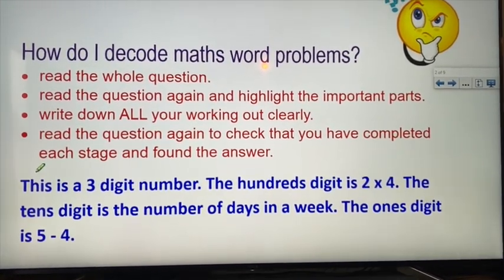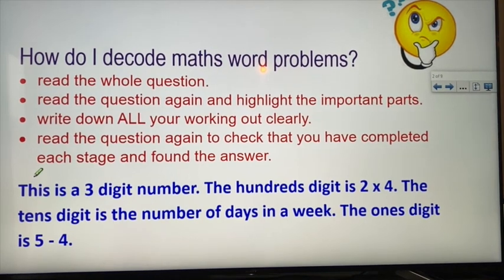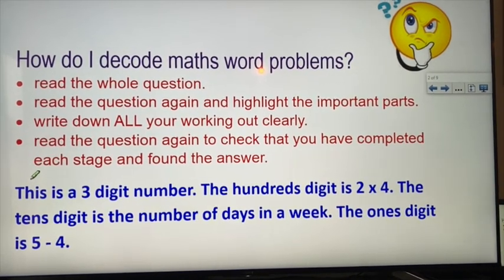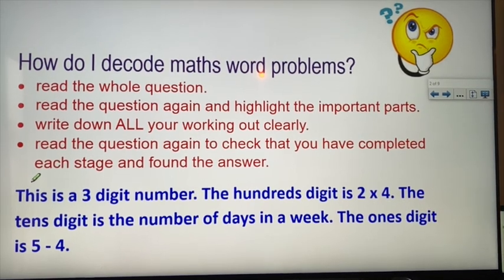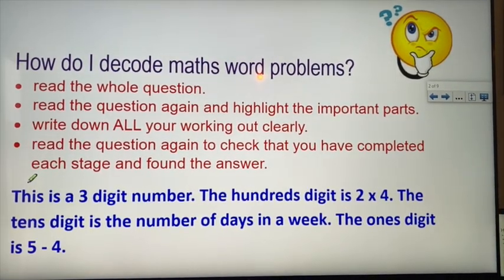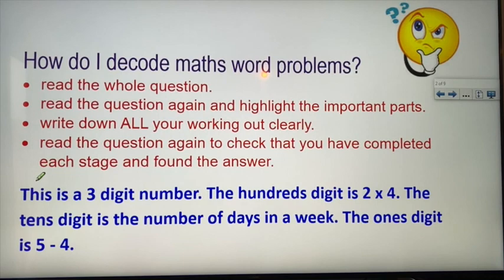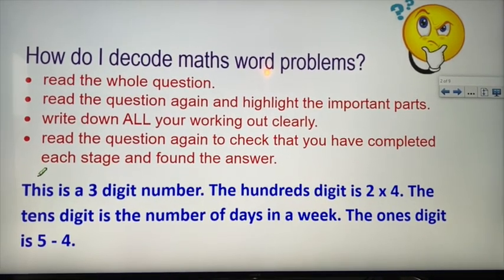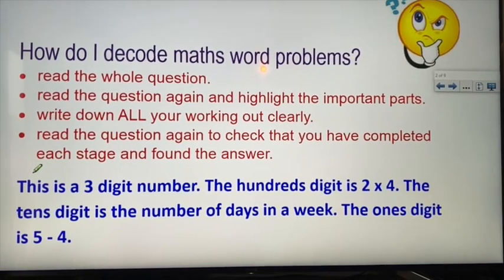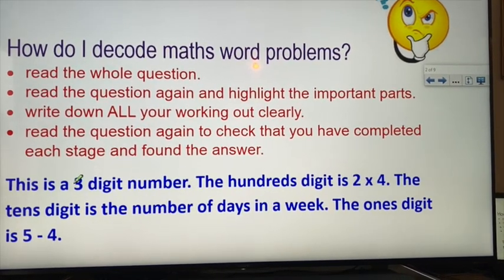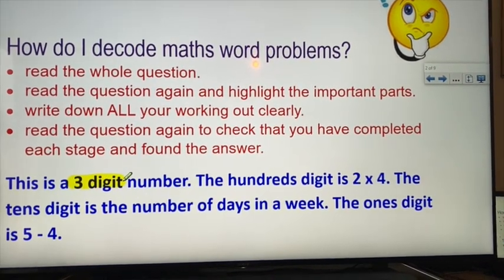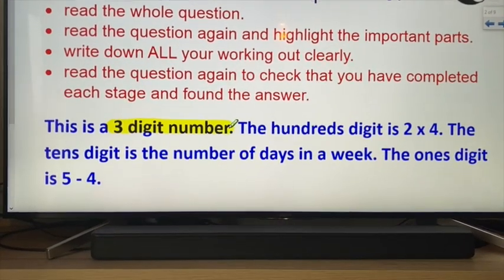So let's find the important parts. We'll read it. This is a 3-digit number. The hundreds digit is 2 times 4. The tens digit is the number of days in a week. The ones digit is 5, take away 4. Right, this is a 3-digit number. Now, I think 3-digit number is very important here.